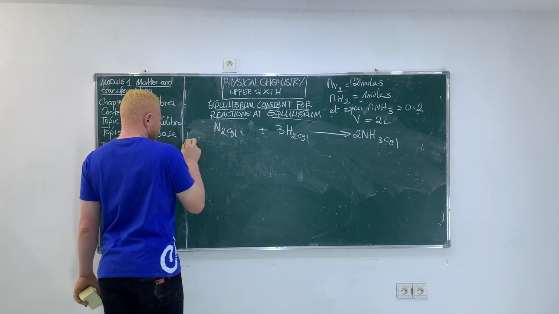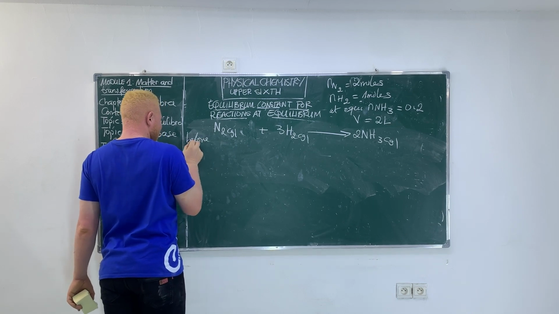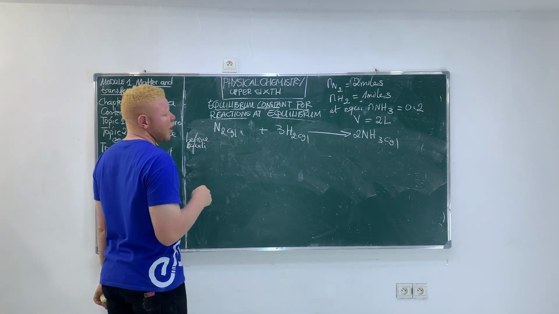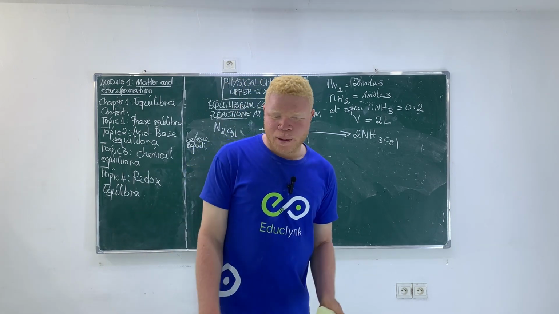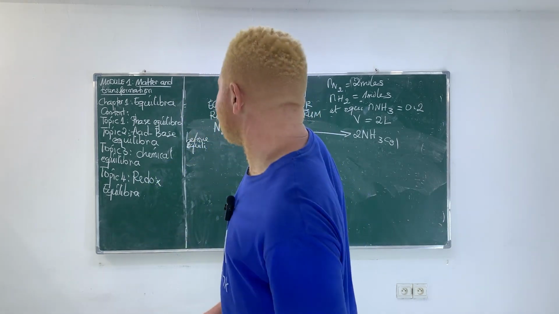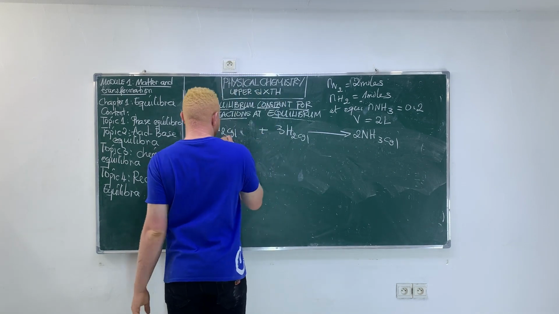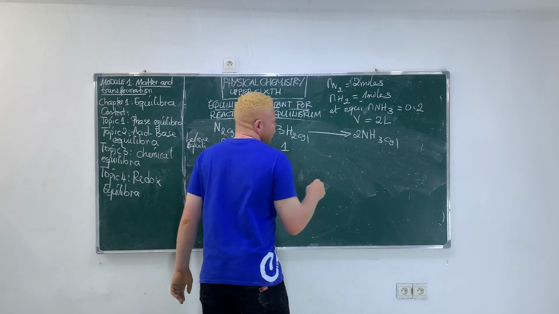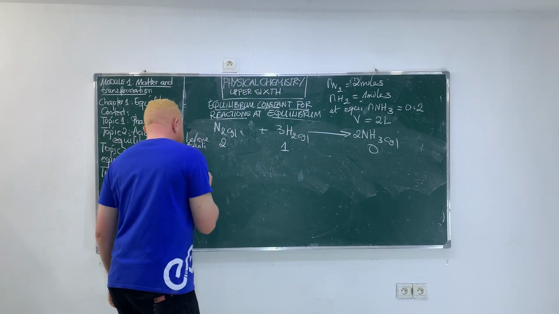Before equilibrium, in some textbooks you will see initially. You can say initially or before equilibrium. So before equilibrium, we are going to take the number of moles. The number of moles of nitrogen is 2 moles. Sorry, hydrogen is 1. Ammonia is 0 initially.